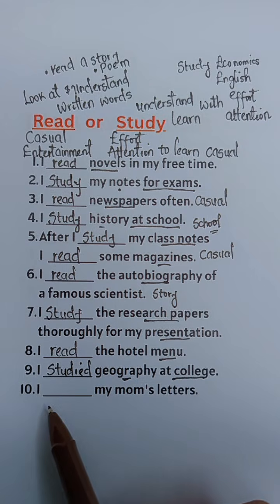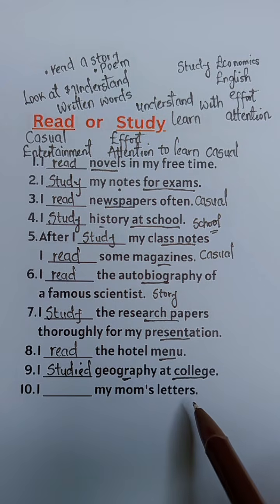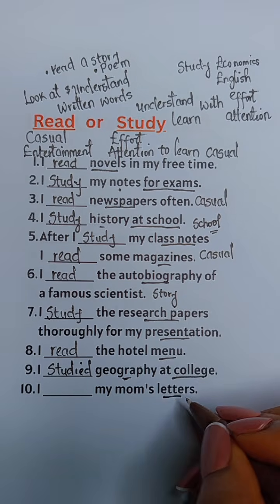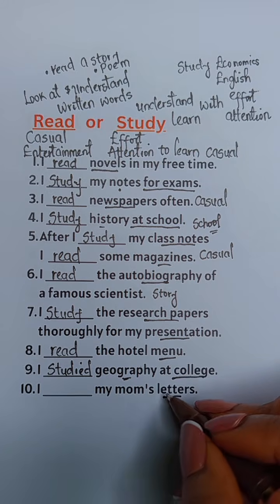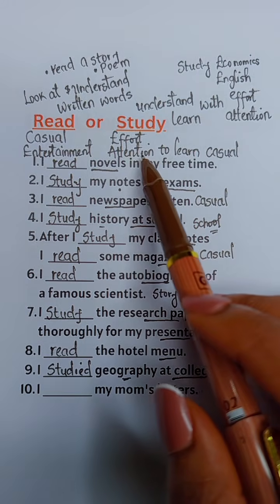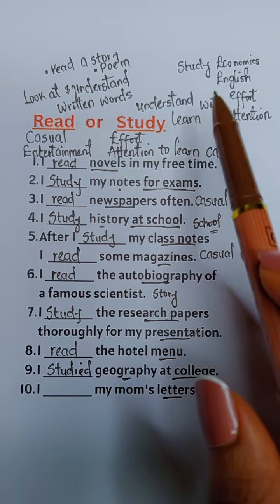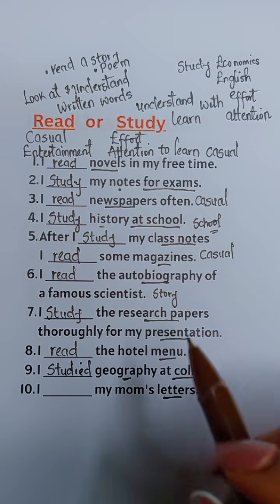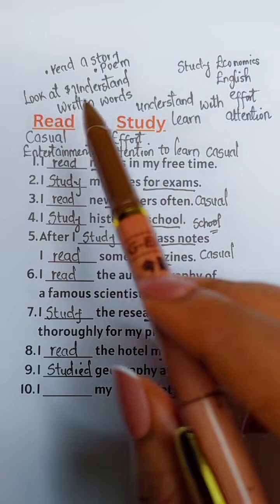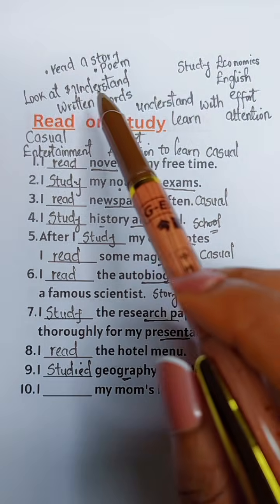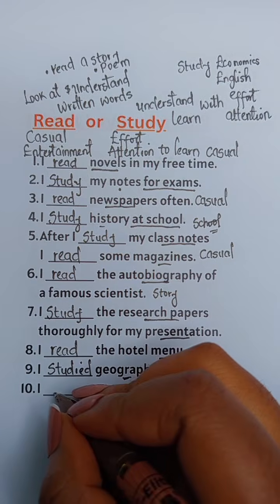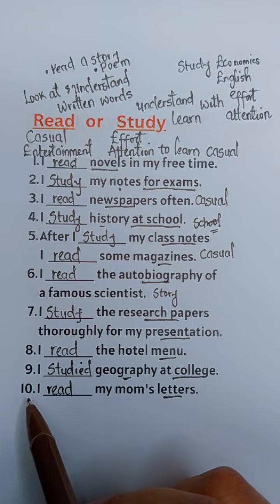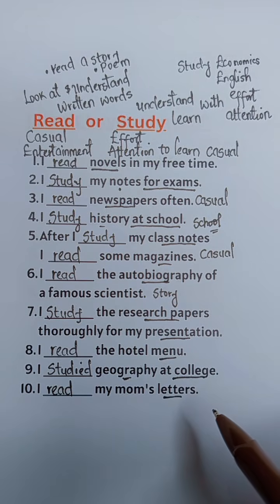Number ten, I blank my mom's letters. Our keyword is letters. This is casual reading. There is no attention or effort needed to learn something that we need to remember later. Okay, so you just look at the words in the letter to understand what it's trying to say. We use read. I read my mom's letters.